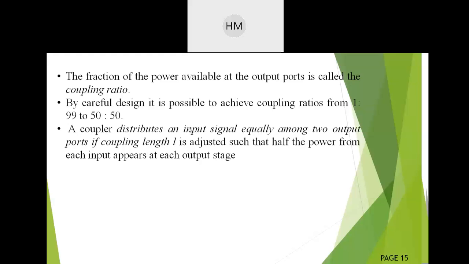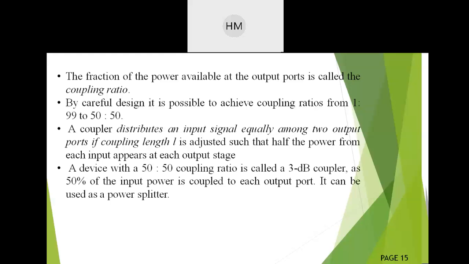Then a coupler distributes an input signal equally among two output ports if coupling length L is adjusted such that the half the power from each input appears at each output stage. So it distributes an input signal equally among two output ports. Okay, if coupling length is L, but we have to adjust the power. Half power width is important over here.